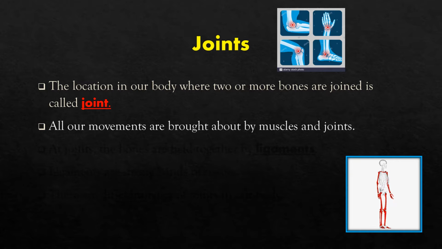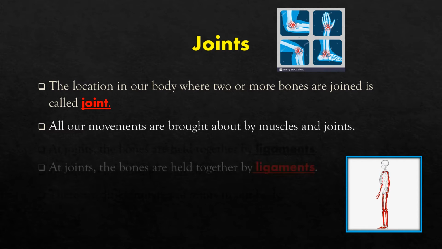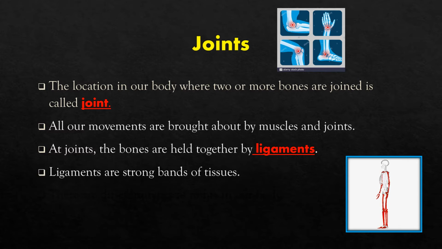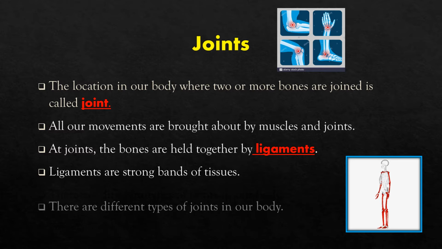Now all our movements are brought about by muscles and joints. At joints, the bones are held together by ligaments. Now what are ligaments? Ligaments are strong bands of tissue which hold the bones together.